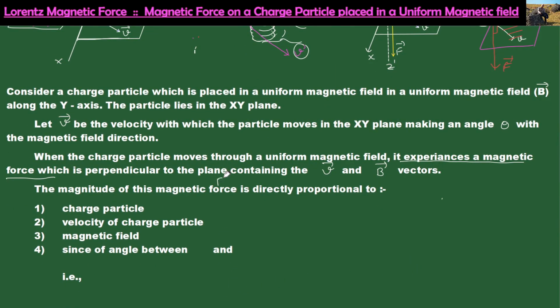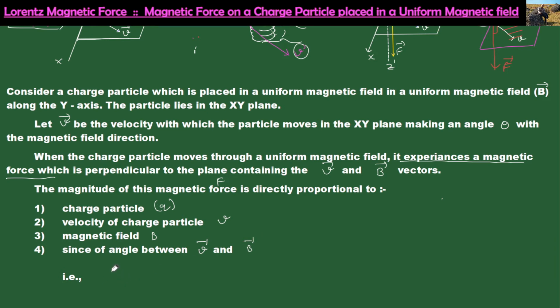F is directly proportional to the charge q of the ion, and it is also dependent upon the velocity v. It is also dependent upon the strength of the magnetic field, and it is also dependent upon the sine of the angle between v and b bar.